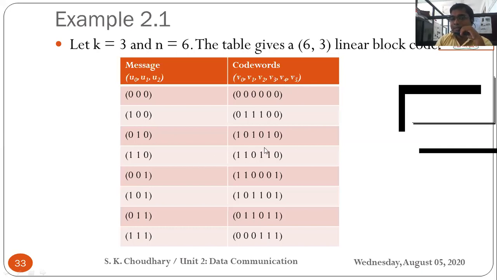Now with the help of this table, please take a screenshot or note down this table. We have to generate the equation for each and every code word: how many code words are possible, and how many bits each code word has. This code word has 6 bits, from V0 to V5. So we have to define an equation for each bit of the code word, starting from V0 to V5. What is the equation of V0?